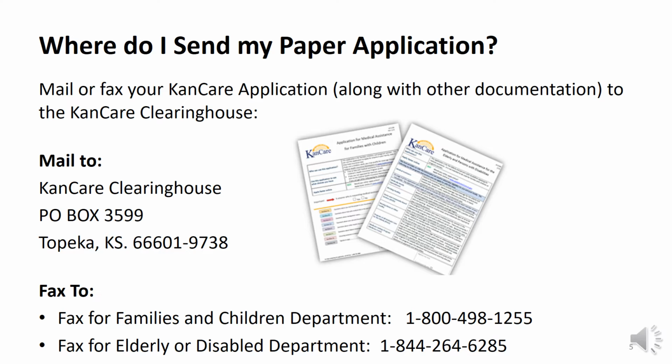For example, proof of other health insurance, proof of your income, proof of resources and assets, things like that. You'll mail it to the KanCare Clearinghouse, P.O. Box 3599, Topeka, Kansas 66601, 9738, or fax to 1-800-498-1255 for the Family and Children Department, or for the Elderly and Persons with Disabilities Department is 1-844-264-6285.